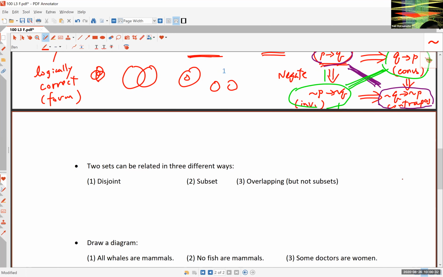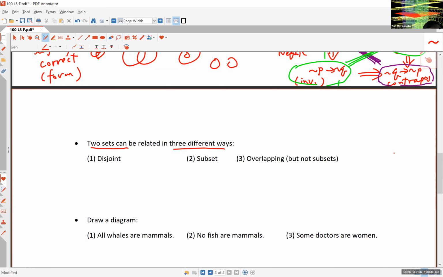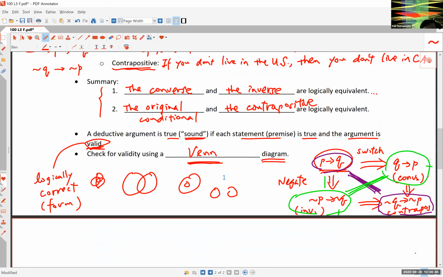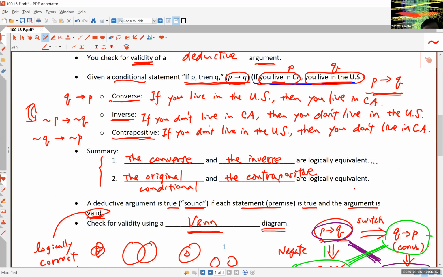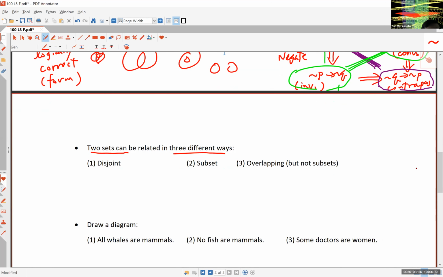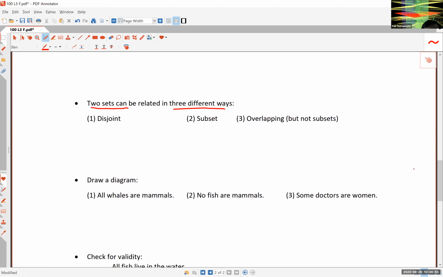What do we use this for? Well, if two sets can be related to each other, they are related in three different ways. Let's say we're talking about all birds can fly, or living in California implies living in the US. We are talking about two sets of people or two sets of objects, like flying objects and birds, right?